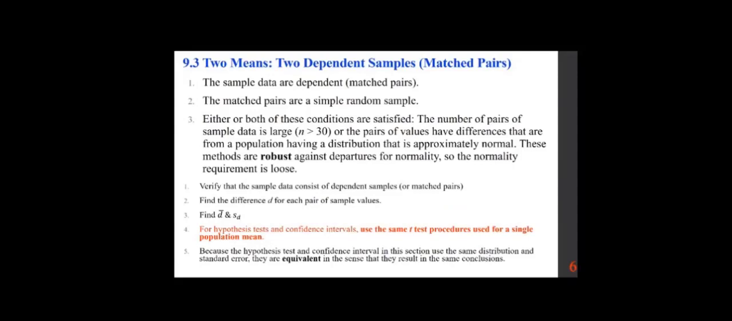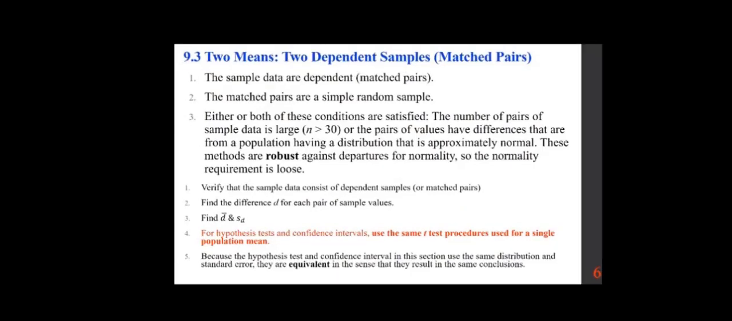The sample data are dependent. That means we're dealing with matched pairs. We are dealing with an SRS always. I can't emphasize the importance of that. And the number of pairs, n, is large. How large is large? When n is larger than 30. And if that's not the case, then we should have a population which is normal or approximately normal. And this is just like the previous section. It's a robust procedure.